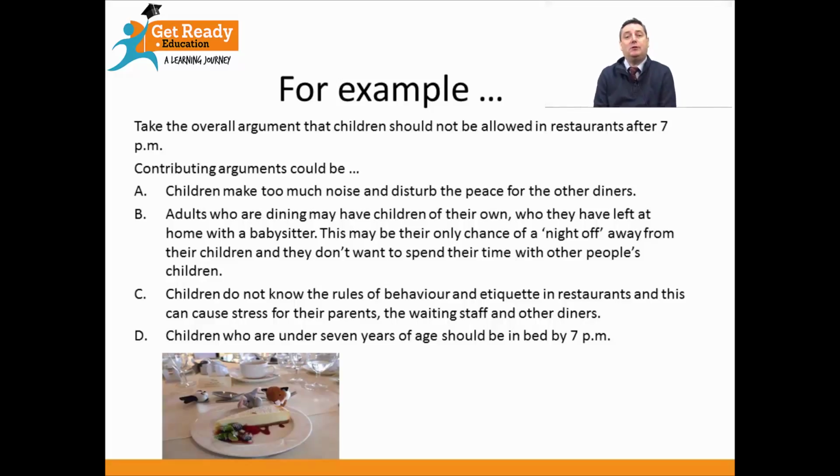Children don't know the rules of behaviour and etiquette in restaurants, and this can cause stress for their parents, the waiting staff and other diners. And finally, children who are 7 years of age should be in bed by 7 o'clock, not out socialising in restaurants. So they're all contributing arguments that lead to the position A, that children shouldn't be allowed in restaurants after 7. On the other hand, we have a different line of reasoning.